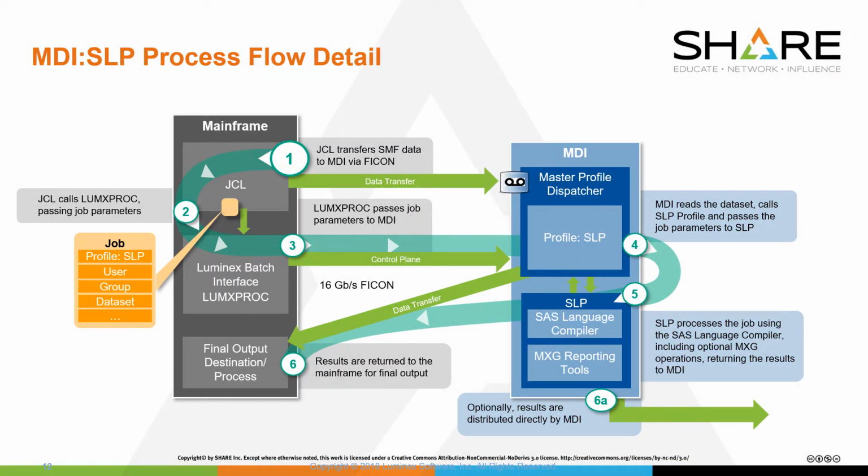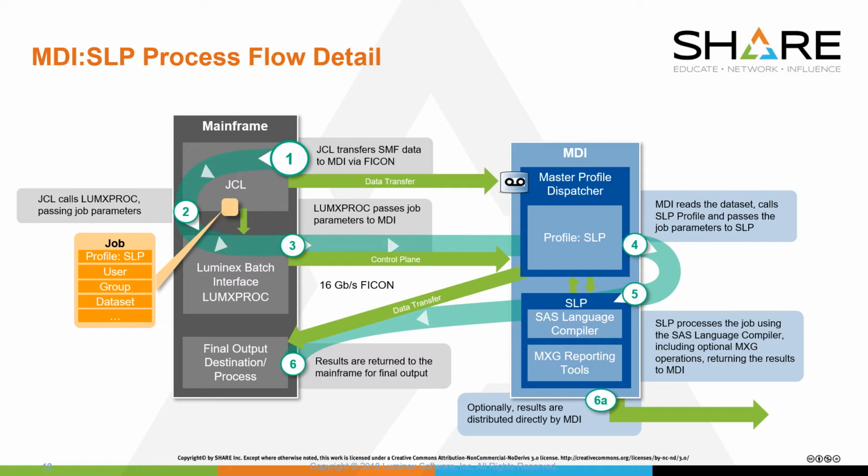Now, this is an eye chart. I understand that, but we're going to step through it, and then you go, oh, well, that's not so bad. So what would happen if we're doing normal MXG execution, reading in the SMF data, and getting the PDBs updated for the day? Well, your JCL is going to transfer the SMF data to the MDI appliance where we're going to convert it and have the data ready for you.